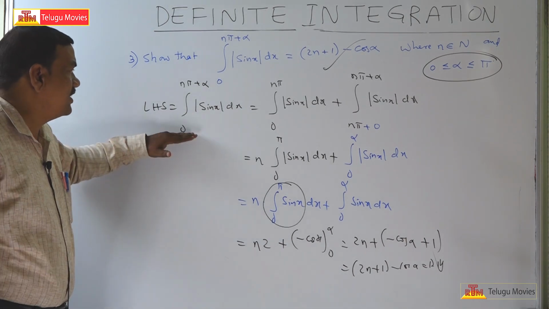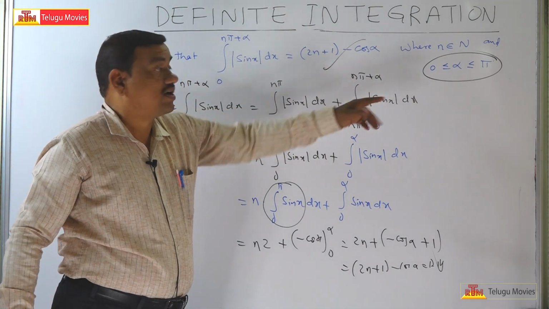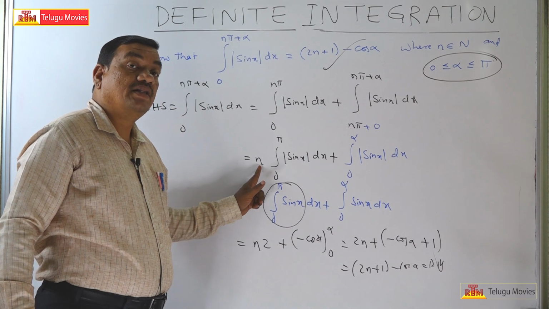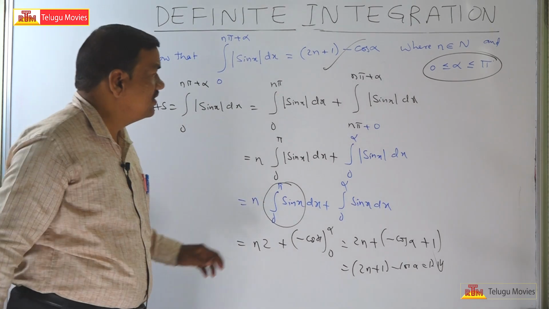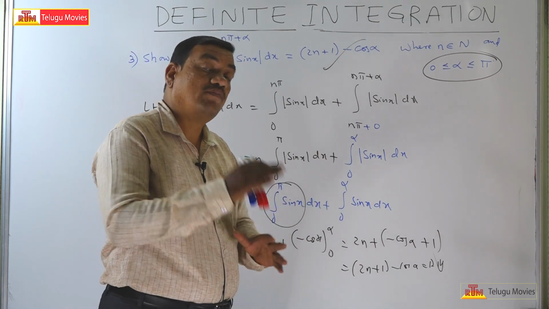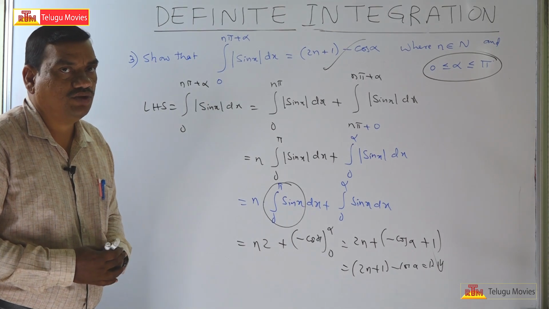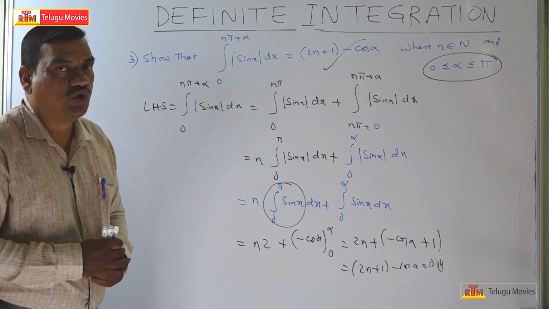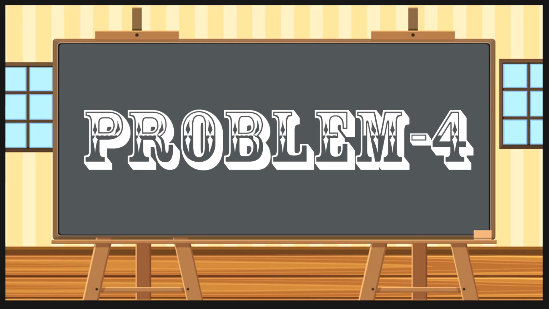First I separated 0 to n pi plus alpha into 0 to n pi and n pi to n pi plus alpha. There I applied one of the properties of definite integration on periodic functions. Here also I applied one of the properties. Afterwards, the problem is very easy. I hope that you understand this solution. Let us go for the next problem.